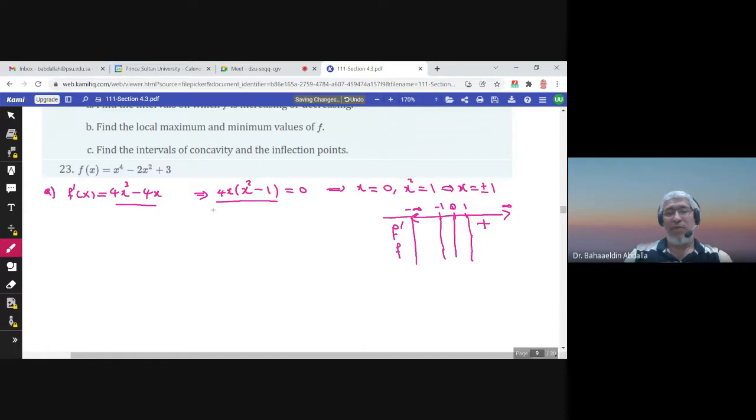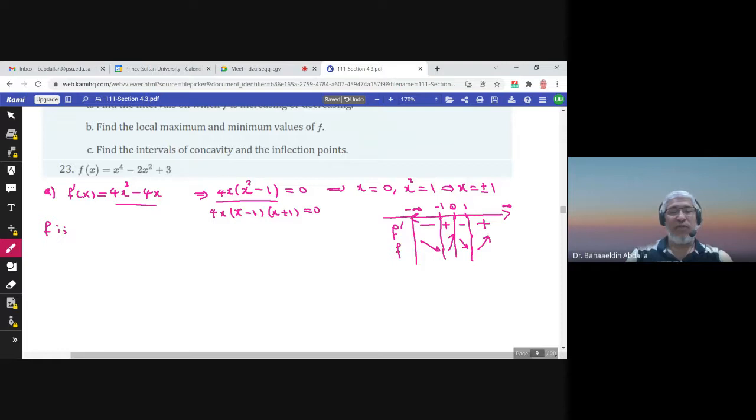And because you can write f prime as this, and f prime is of degree 3, and it has three zeros, each one of them has multiplicity 1, so the signs would alternate. And you can check that by choosing any sample numbers. So if here is decreasing, here is increasing, here is decreasing, here is increasing.